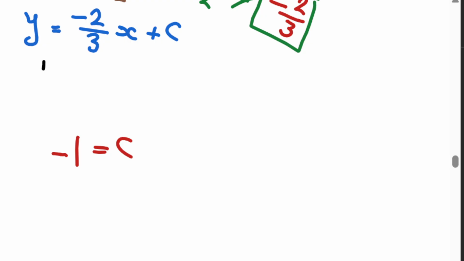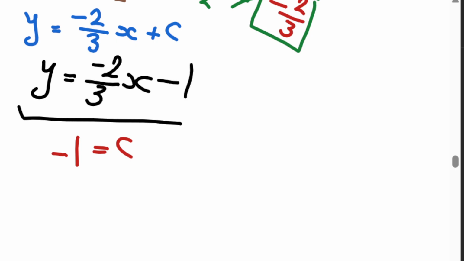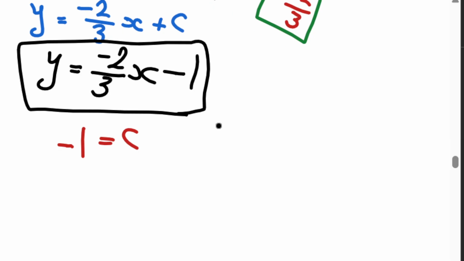Now just come back here and write your equation. So the equation is y equals negative 2 over 3 x minus 1, and that's your 3 marks for this question. Was it easy?